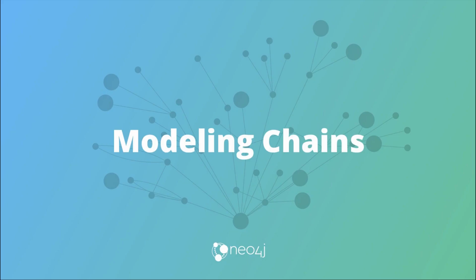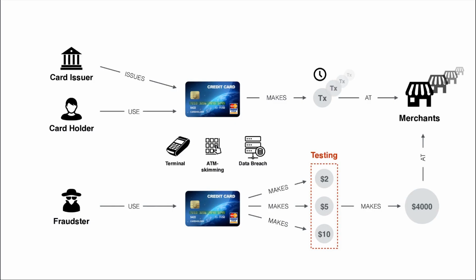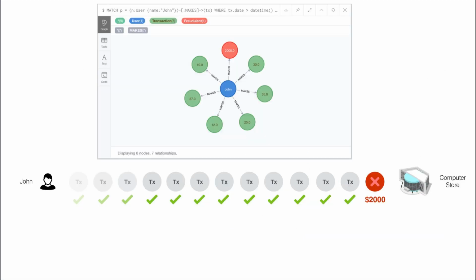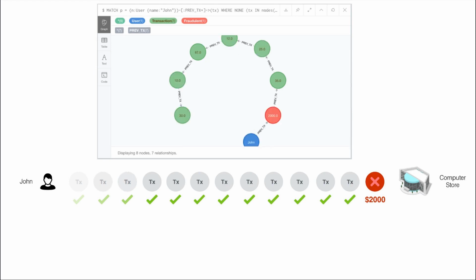And then we have the concept of also modeling chains, which is hard to do in relational databases. Imagine you have these credit card holders who are making transactions at these merchants. And you can model the data this way, where a user makes a whole bunch of transactions, and that's fine. Everything is connected in a single hop format. But a better way of doing it would be to model it in a chain so that you can see what the previous transactions are for any node.